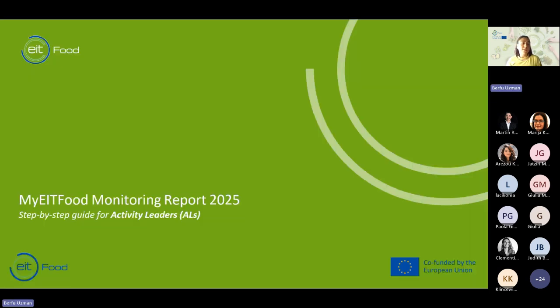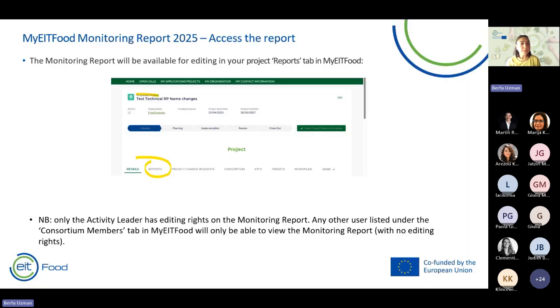So let's see what needs to be done by activity leaders, as this is a guideline to show them how the tool will look for their monitoring reports. I'm pretty sure you are already familiar with the tool. You know how it looks. So your monitoring reports will be available for editing in your project reports tab in My EIT Food.